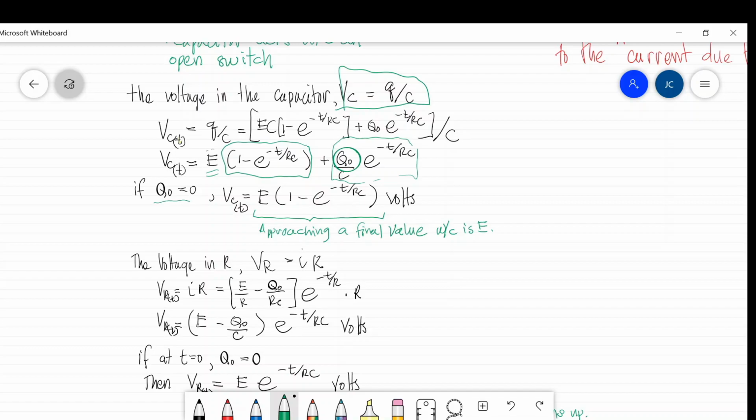However, if the charge Q sub O is 0, the voltage of the capacitor is simply due to the supply voltage. And at the start, or at time 0, the voltage is 0 and approaches the final value.